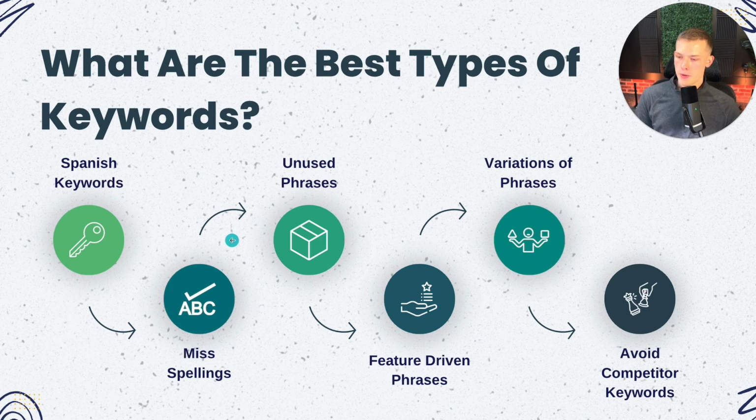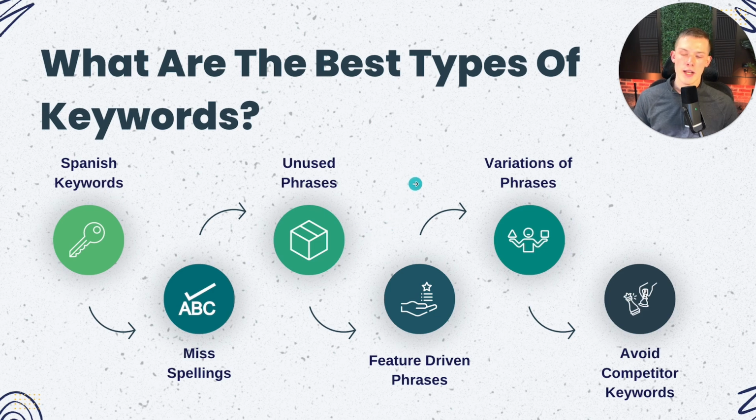Unused phrases. This is very straightforward. It's just all of the unused phrases that you have not fit into anywhere else in your listing. You can use duplicate phrases here, but start first with all of the unused phrases that you have. Feature-driven phrases are going to be things that highlight certain features of your product. So a long tail phrase example would be running shoes with gel inserts for female runners. That's a really long tail phrase, but focusing on a very specific feature.